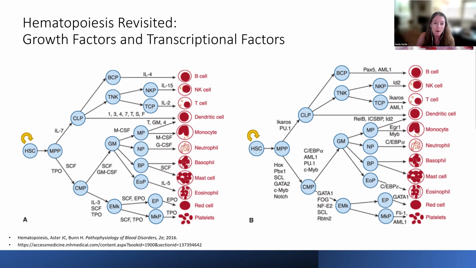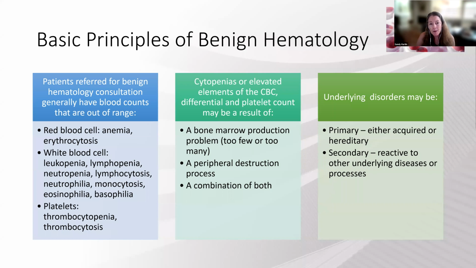with abnormal findings. So the basic principles then of benign hematology, we have patients referred for consultation, and generally they have blood counts that are out of range. And often these are just annual visits and the patient's not symptomatic. There are some cases where patients are having symptoms as well, but often it's just an incidental finding.